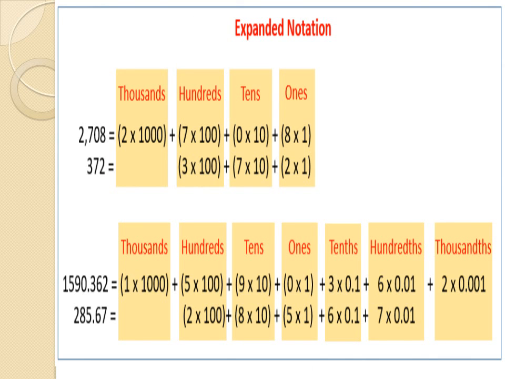Let's see the second number. 285. 2 times 100, 8 times 10, plus 5 times 1, it's easy. Plus 6 times 0.1, plus 7 times 0.01, because it's the second one in order in the number.